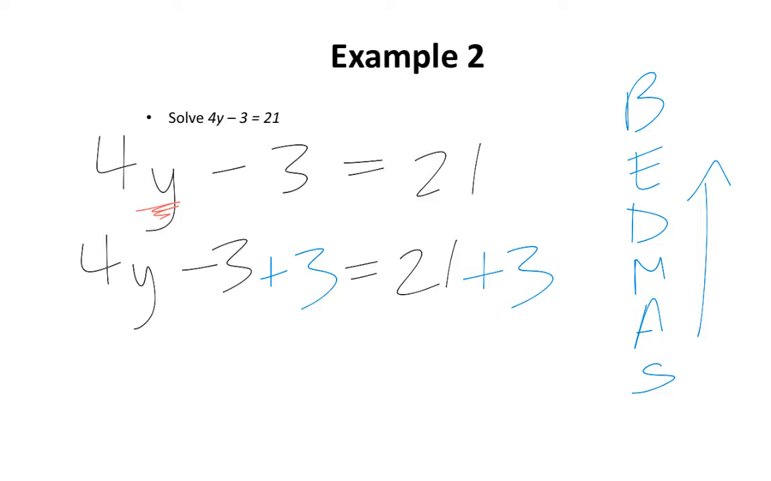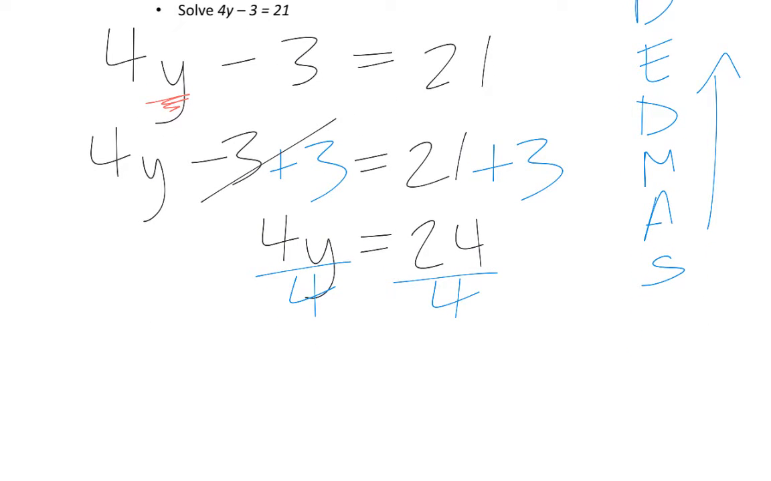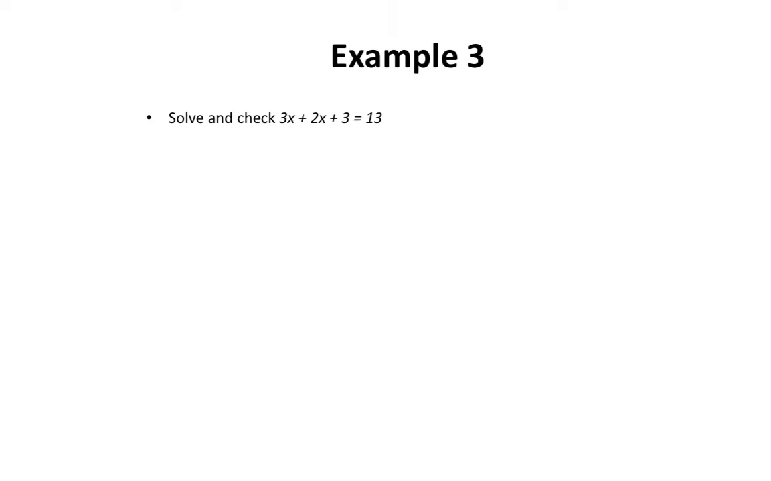The subtract 3 and plus 3 cancel out, which leaves us with just 4y, and 21 plus 3 is 24. I'm going to get rid of this multiply by 4. To do that, we need to divide both sides by 4. So these 4's cancel out, which leaves us with just y, and 24 divided by 4 is 6. Therefore, y is equal to 6.